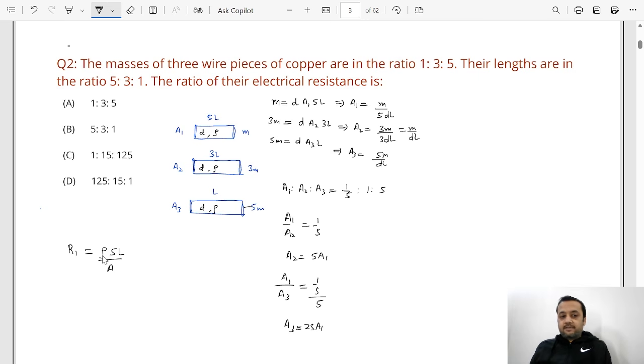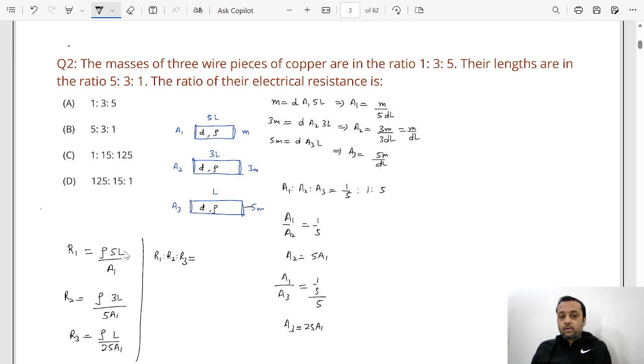So if I come back to R1, R1 is rho into length upon A1. R2 will be what? Rho into length is 3L, if you see, upon A2. Now A2 we know is 5A1. Okay, so this is the value of R2. And what about R3? R3 is rho into length is L upon A3. A3 is 25A1.